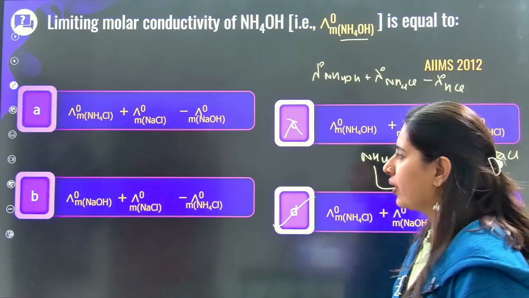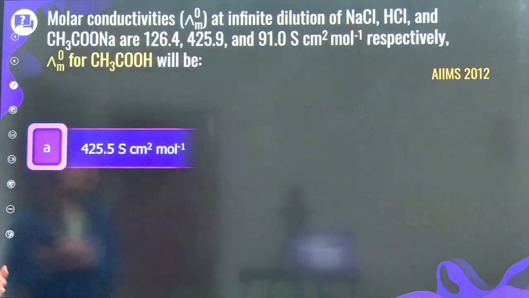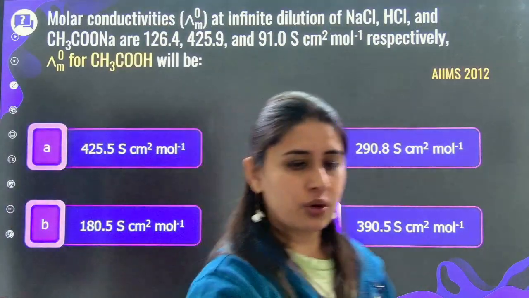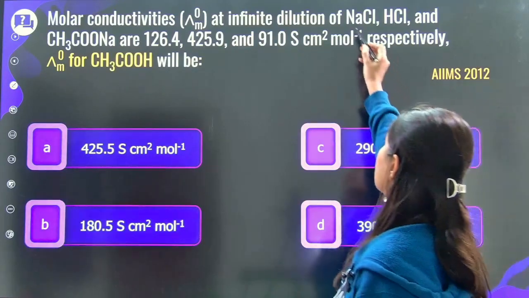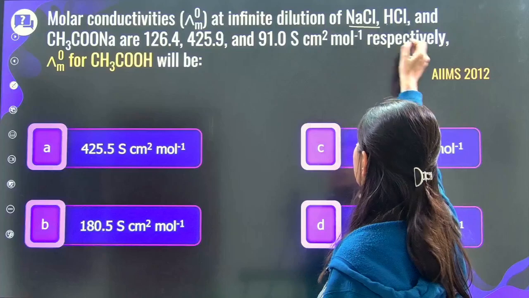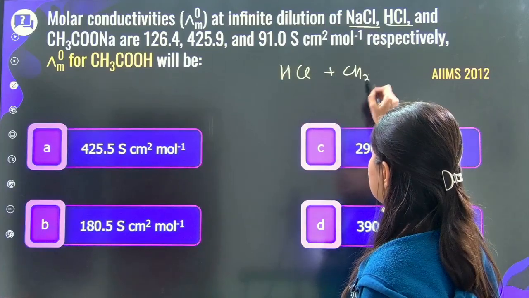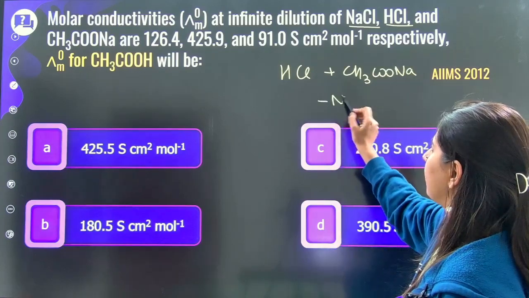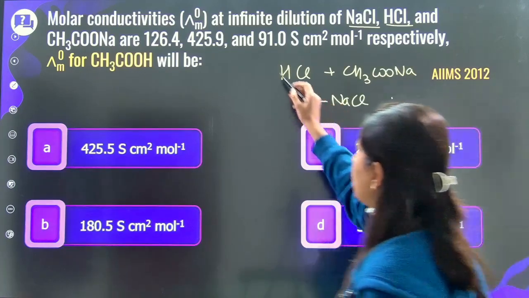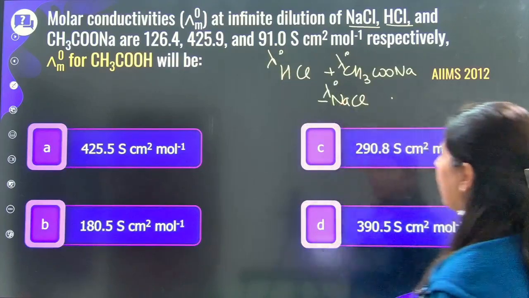Okay, so these kind of questions were direct. You can be given a value and be asked the answer for that. For example, this kind of a question, please go get started. So it was direct values that you had to take into account. So you have to subtract NaCl, you had to add HCl plus CH3COONa. This will give you CH3COOH if you subtract NaCl from it. So lambda naught of this plus lambda naught of this minus lambda naught of this.